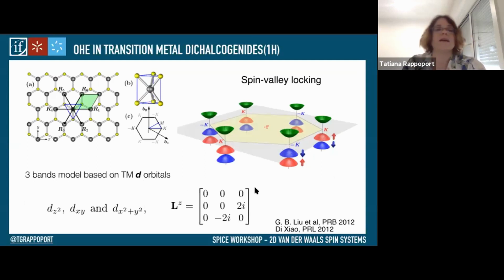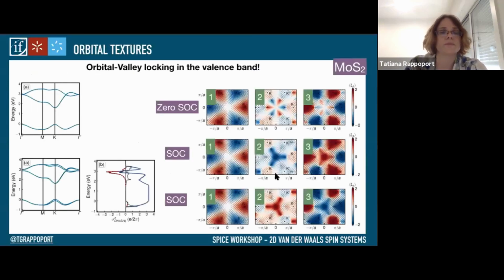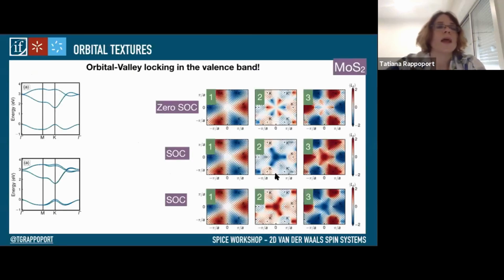And of course, again, SZ is a good quantum number for this situation. And the spin orbit coupling will have a similar structure, with different signs for different spin orientations. Well, I'm plotting here the band structure of this model for MoS2 with and without spin orbit coupling. So this is without spin orbit coupling. And so we can see the 3 bands. And on the right, I'm showing the orbital textures for these 3 bands.